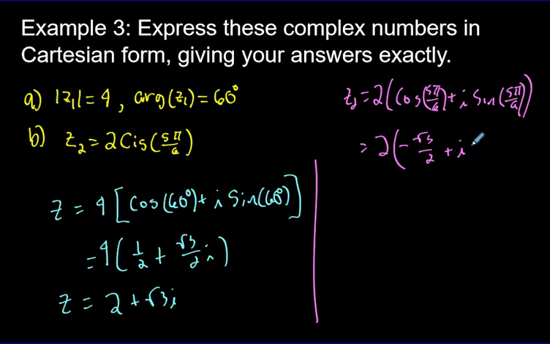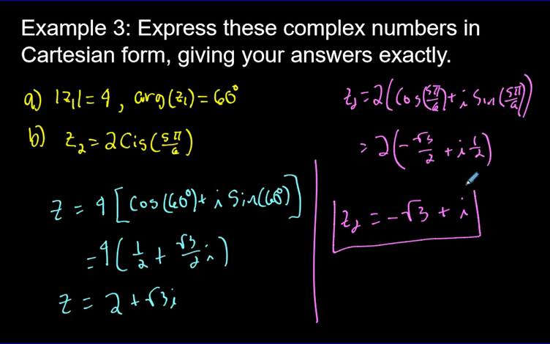Well, that's just going to be a half, right? Good, a positive half. And then when I multiply this through, z2 is going to be negative root 3 plus i, right? And that's our Cartesian form of our complex number. So there you go, we use the argument form.